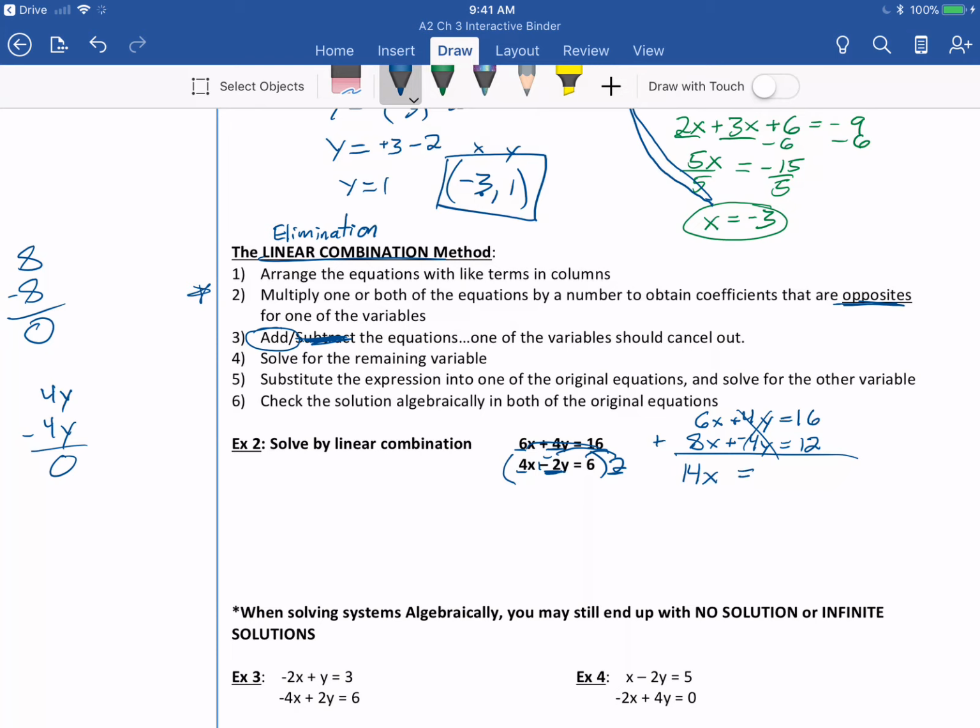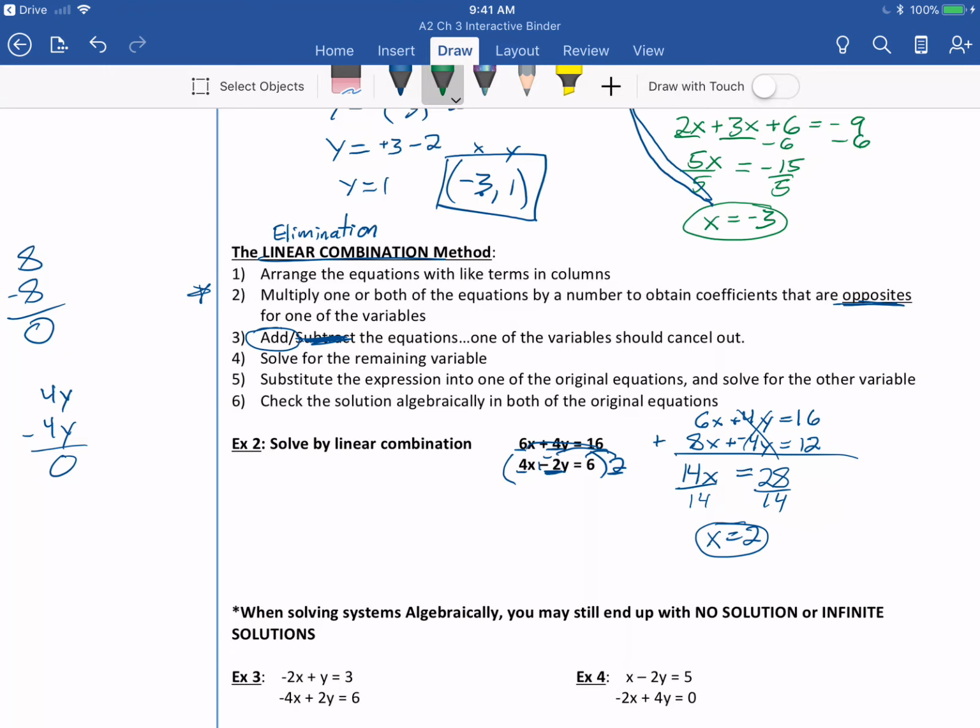And then now this is equal to 16 and 12 makes 28. All right, so now this is a pretty simple equation. Now I just divide by 14, so now I get x is equal to 2. All right, and then just like we did up top, now I found my x is 2, I can plug it into either one of the equations to find out what my y is.